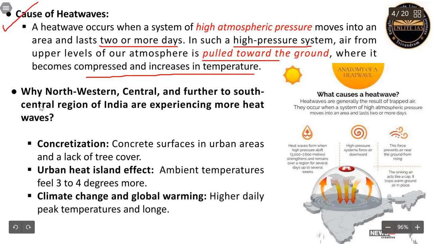Now what are the causes of heat waves in these three particular hotspots? First one is concretization. These areas have high population density and hence a very high amount of concretization. This leads to cutting down of tree cover, etc., and also the heat absorption on the ground increases. Next is the urban heat island effect. This leads to ambient temperatures becoming at least 3 to 4 degrees more than the normal temperature. Then climate change and global warming, because of greenhouse gas emission and climate change taking place, the general temperatures have been rising.